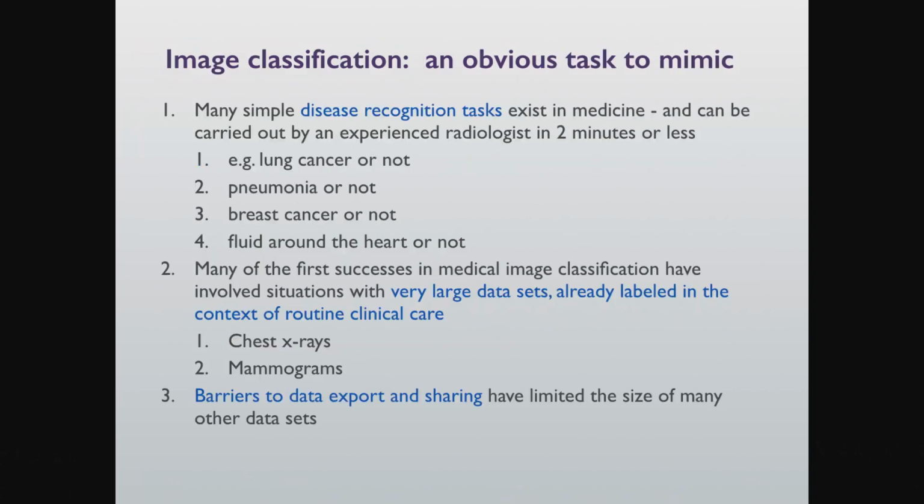OK, so it seems obvious that image classification would be something that you would imagine a physician does, and so maybe we can mimic that. It seems like a reasonable thing. And there are lots of things that radiologists, people who interpret images, do in terms of recognition, and they're really fast. It takes them a couple of minutes to often detect if there's lung cancer, if somebody has pneumonia, if there's breast cancer in a mammogram, or fluid in the heart. And often even less than that, 1 minute, 30 seconds. They can do it very, very fast.